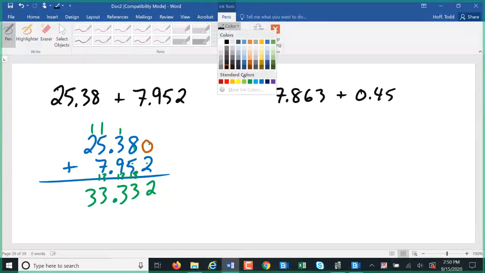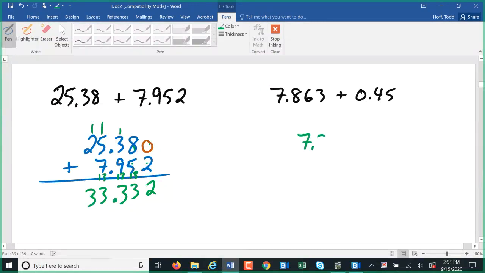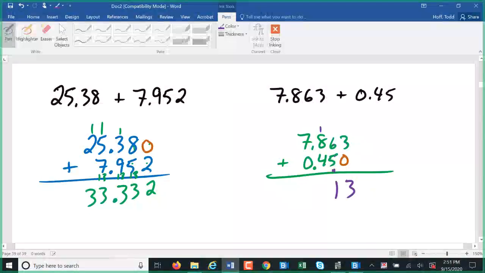So something like this, same way. 7.863, I put my decimal point in first. 0.45. Again, I should fill in that missing decimal place with a 0. And then we'll add. 3 plus 0 is 3. 6 plus 5 is 11, so 1, carry the 1. 1 and 8 is 9, plus 4 is 13. So 3, carry the 1. Before we do the next place value, we drop our decimal point, and 1 and 7 is 8, 8.313.